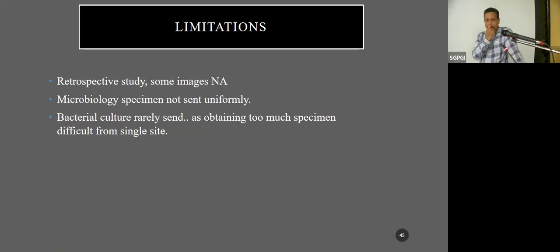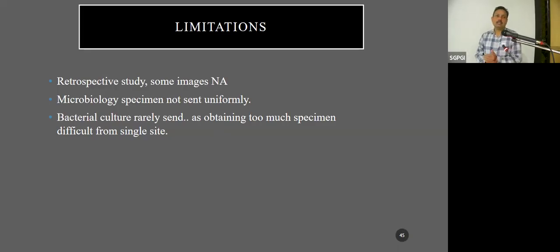Now I'll be talking about limitations. A limitation of our study is that this was a retrospective study. In 10 cases, we couldn't get the biopsy images, although we had other records of the patients. Another thing was the microbiology specimens. In all cases we sent histopathology, but TB culture and fungal culture were sent only when there was suspicion.